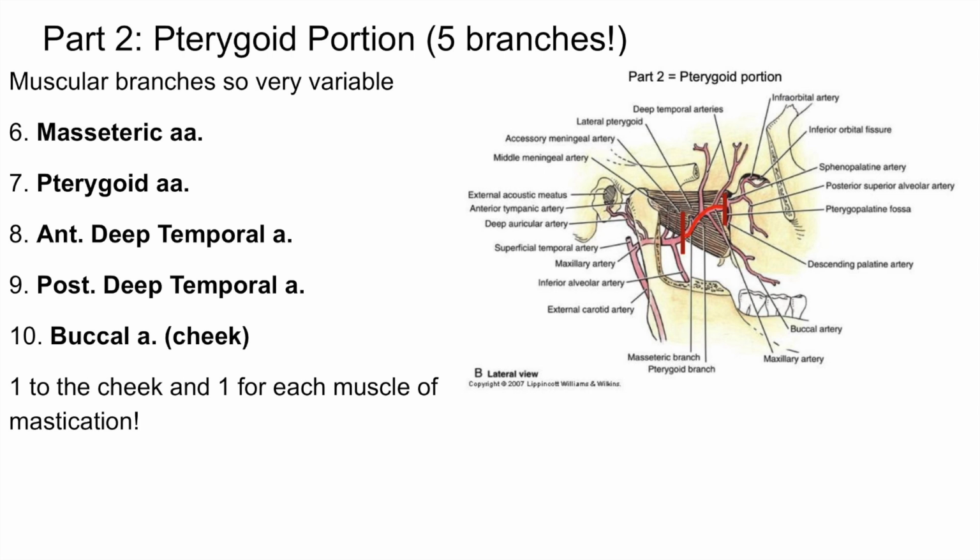So there are 5 branches, and the easiest way to organize them is 1 for each muscle of mastication plus 1 for the cheek. So starting with the muscles, the masseteric artery goes to the masseter muscle. The pterygoid branches supply both medial and lateral pterygoids. And then you have the anterior and posterior deep temporal branches, which ascend to supply the temporalis muscle. And that covers pretty much all four major muscles of mastication. You have masseter, temporalis, medial pterygoid, and lateral pterygoid.